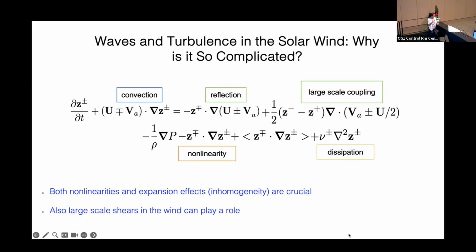We know now that we need counter-propagating waves to trigger the turbulent cascade, right? And so reflection can help, because it reflects the wave. And so there is also another model, which is reflection-driven turbulence. That's also an important paradigm to study turbulence in the solar wind. And I close here. Thank you very much.